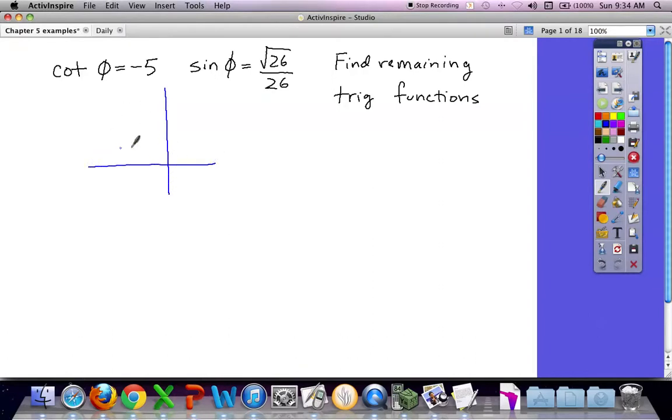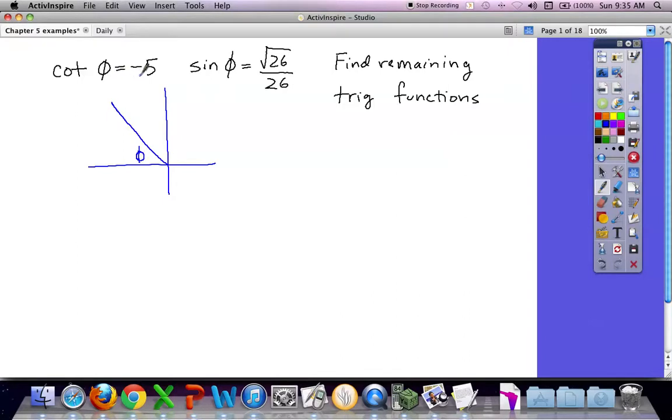Because in quadrant 2, tangent and therefore cotangent are negative, and sine is positive in both 1 and 2, so it would have to be in this quadrant. So I draw my terminal side in quadrant 2. The angle is always with the x-axis.